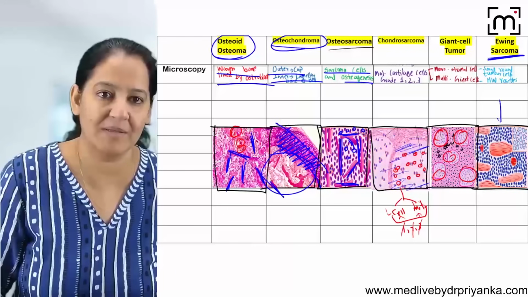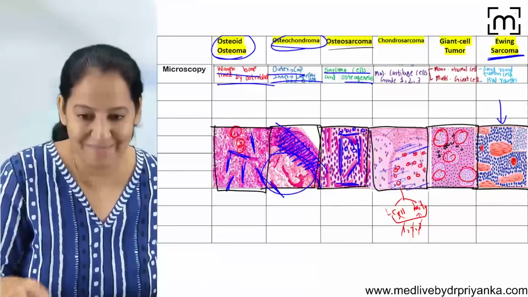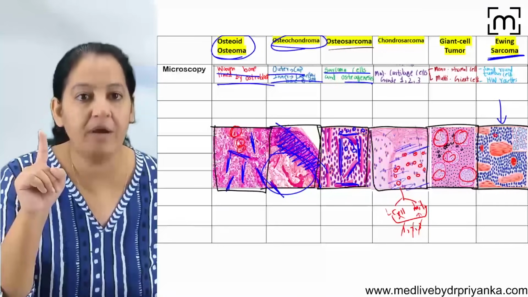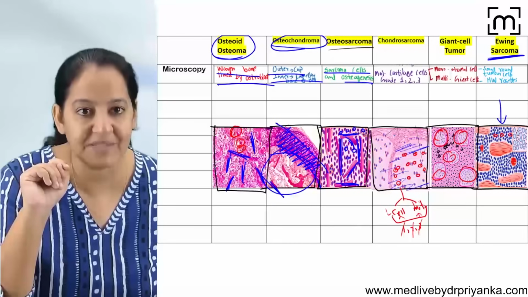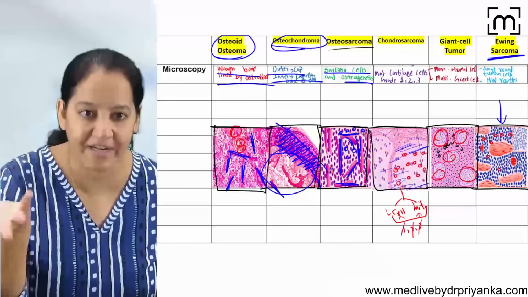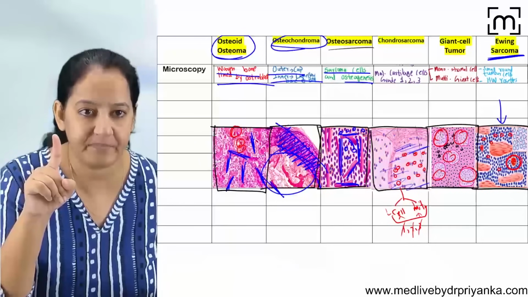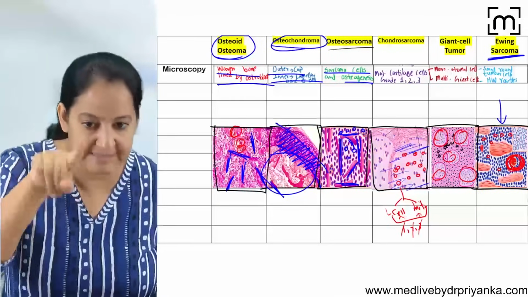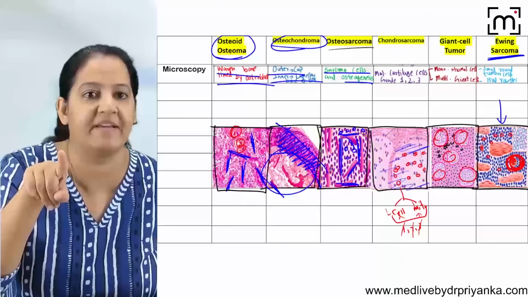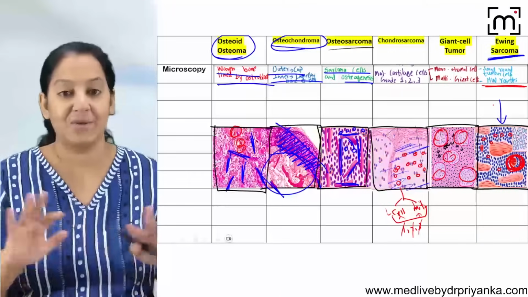Coming on to the last one, Ewing sarcoma. This is the diagram. Look at the diagram. What can you see? We can see the tumor cells. Describe them. Tumor cells are small, round, looking like lymphocytes. They are blue in color. They have scanty cytoplasm. They have pleomorphism. They have mitosis. They have necrosis. And they are arranged in the form of a circle around a pink fibrillary material, and it is known as Homer-Wright rosette, HW rosette.